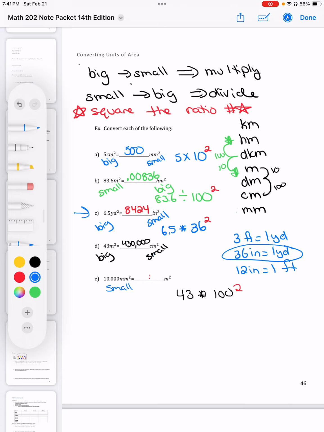Millimeters is smaller than meters, so I'm going to divide. And from meters to millimeters, it doesn't matter which order you go in, top to bottom, bottom to top, but there are 1,000. So divided by 1,000, and again, don't forget to square that. And this gives me 0.01.